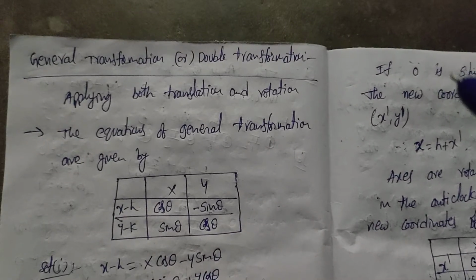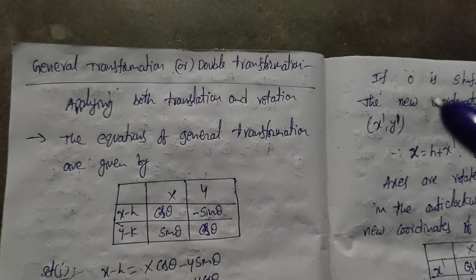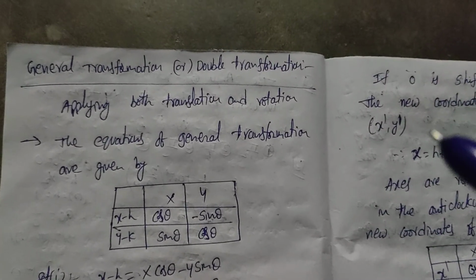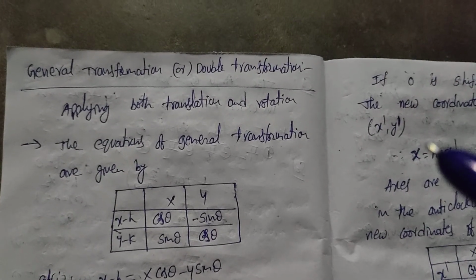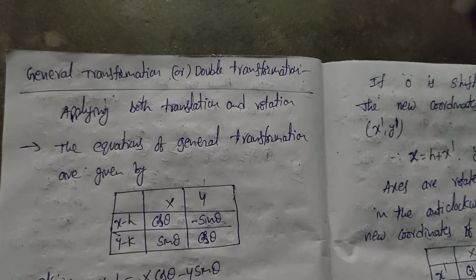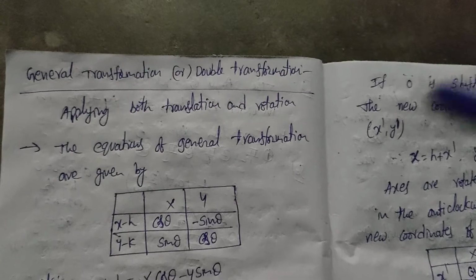Good morning students. Our next topic is general transformation, or we can say double transformation also. Applying both translation and rotation is called general transformation. That means shifting the origin with rotation is called general transformation.